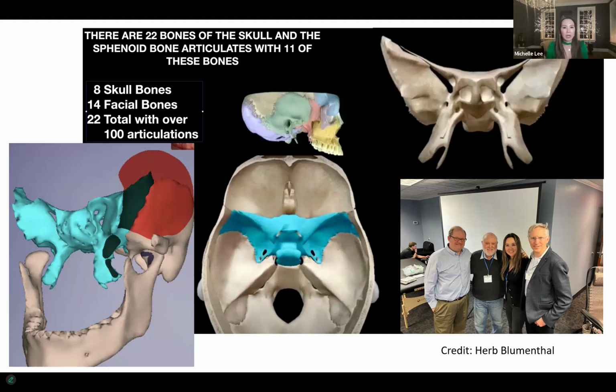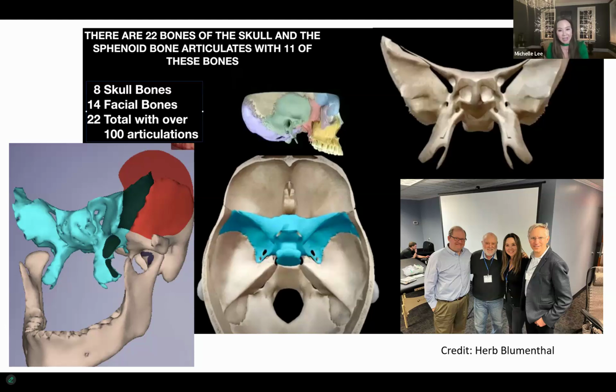Then we go into how intricate the bones are, specifically the bones in the skull. There are 22 bones in the skull, and the sphenoid bone articulates with 11 of these bones. I have to credit Dr. Herb Blumenthal for these photos from his slides. He would sit there and go over all these bones with us and say how amazing the sphenoid bone is. It's the butterfly-shaped bone, and in our skull there are over 100 articulations.